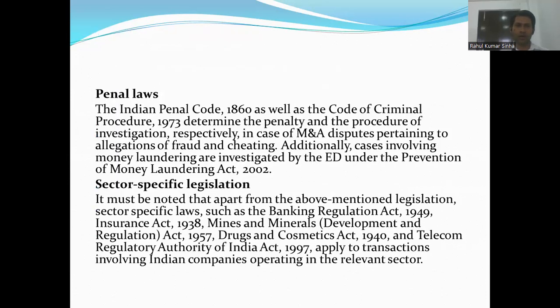Finally, you see the penal laws, the Indian Penal Code 1860 and the Code of Criminal Procedure 1973, which also talk about penalty in case there is a dispute in the merger or acquisition and there is fraud and cheating. So IPC and CPC discuss the penalty if there is a case of fraud.